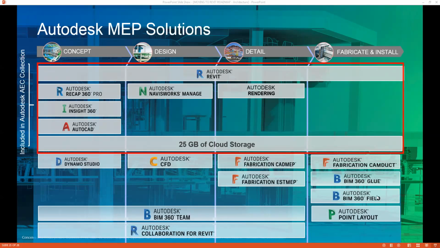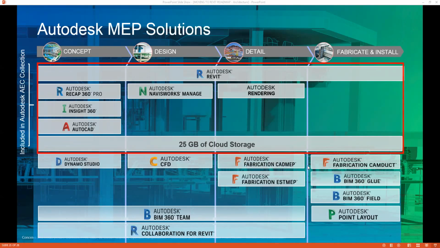Then 360 Field has to do with when you're on the field, how do you call it now? Draw attention to errors on the field using the cloud as well. And then Point Layout helps you in determining how you're going to position your MEP fittings on the field directly from the drawing, how you position your ducts, etc. For architects, I think they use this in their setting out. It's basically for setting out, Point Layout.